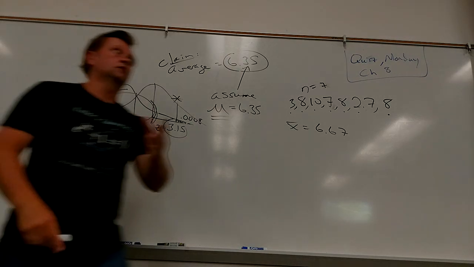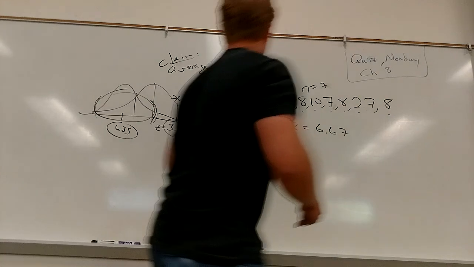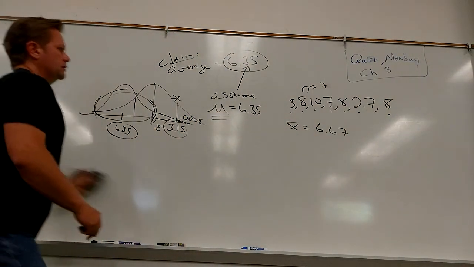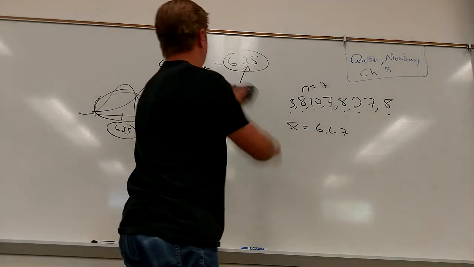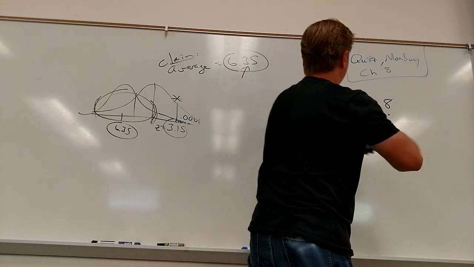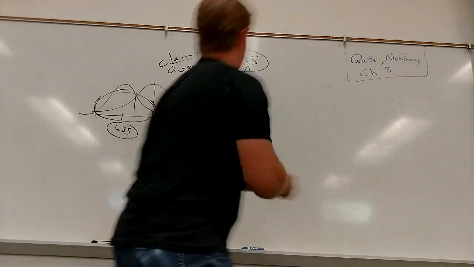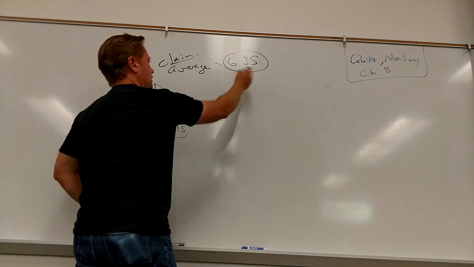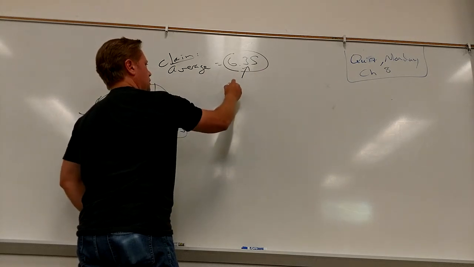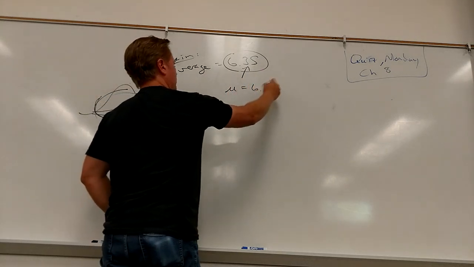Okay. Let's do this. Let me ask you this. This was my claim, so how do I write that in symbols? I think I had it underneath here. So this would be mu is 6.35. That would be my claim.